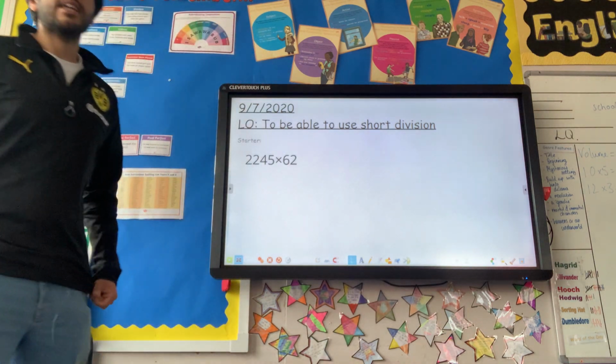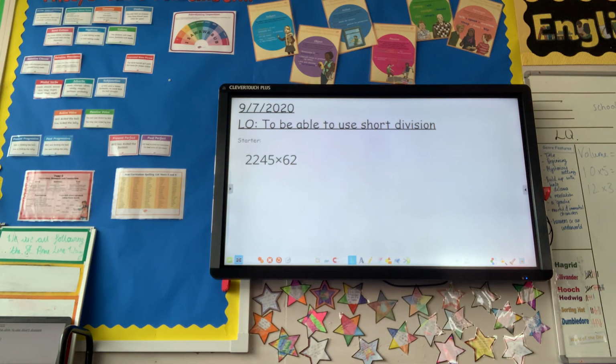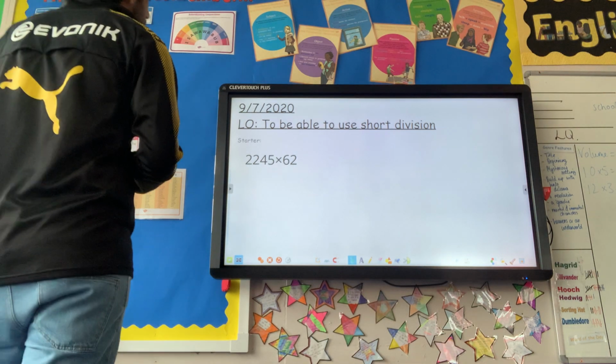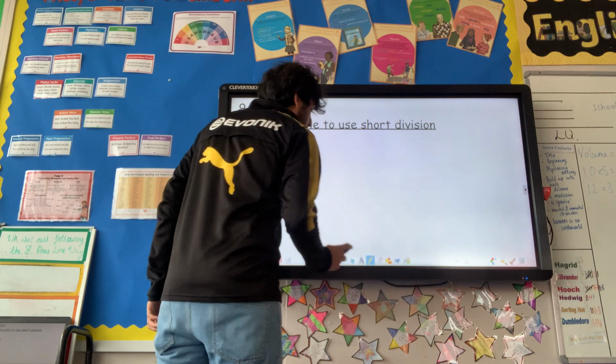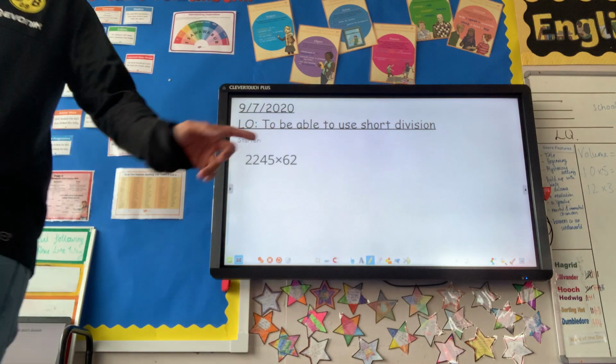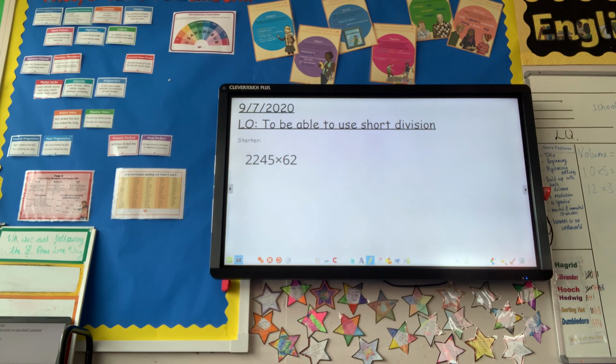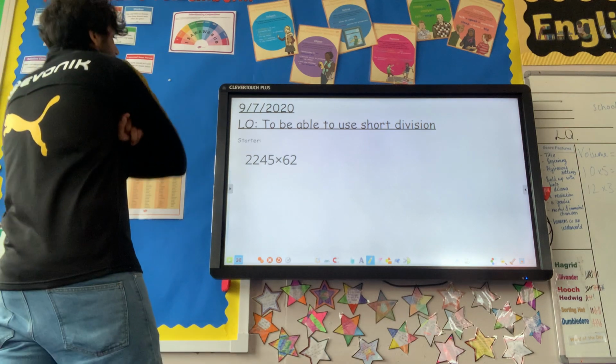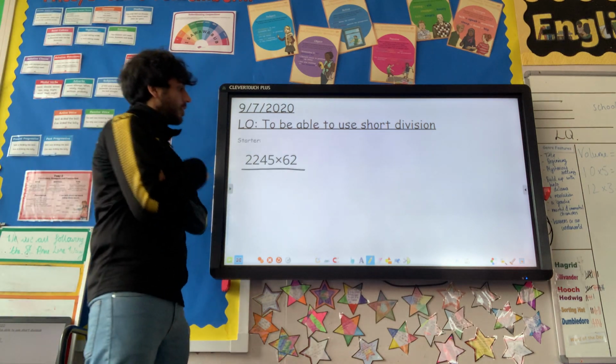Get straight on. Today is short division, and the LO is to be able to use short division. Before we move on to that, I've got a start question for you to do, linked to what we were doing yesterday with long multiplication. So, pause the video, see if you can have a go at this question here.